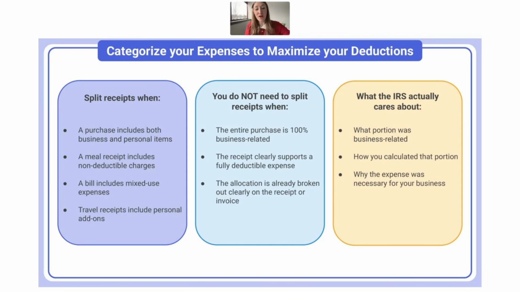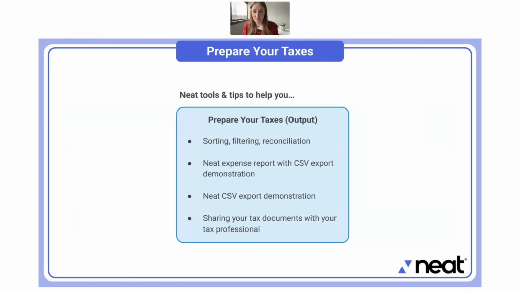So now we are going to get into the second part of tax preparation, which is the output. We know how to get our files into Neat now. We know how to organize them in a way that is going to be beneficial for getting that data out of Neat later for preparing your taxes. So let's actually look at what you can get out of Neat to prepare your taxes.